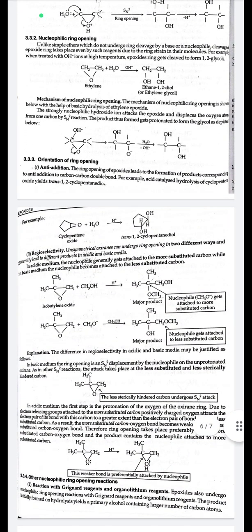Article 3.3.2, nucleophilic ring opening. Unlike simple ethers, which do not undergo ring cleavage by a base or a nucleophile, cleavage of the epoxide ring takes place even by such reagents due to the ring strain in their molecules. For example, when treated with OH- ions at high temperature, the epoxide ring gets cleaved to form 1,2-glycols. CH2OCH2, that means ethylene oxide, plus H2O in the presence of OH- gives CH2OH-CH2OH, that means ethane-1,2-diol.